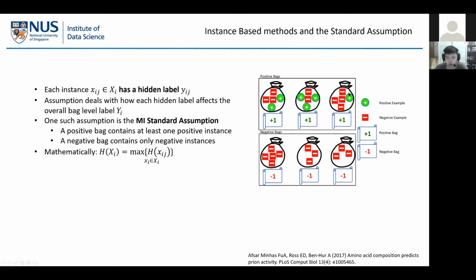Perhaps this picture on the right can illustrate that. As you see, we have a series of positive bags and a series of negative bags. Under this assumption, a bag is considered positive if it contains at least one positive instance. So you can see this positive bag here contains at least one positive, while negative bags contain no positive instances at all. Mathematically, we can express this rule h of xi as the maximum of all the instance labels.